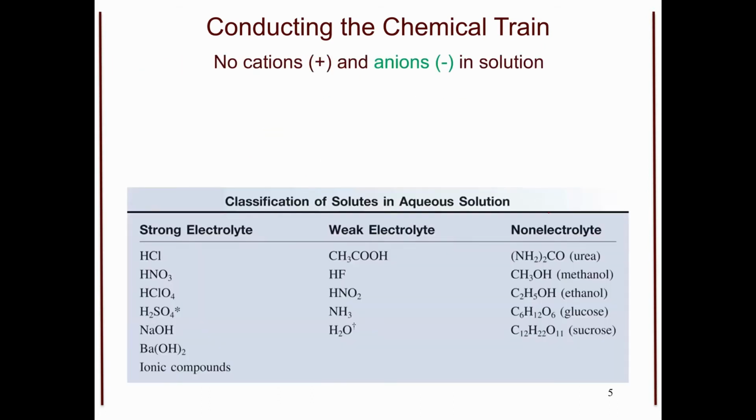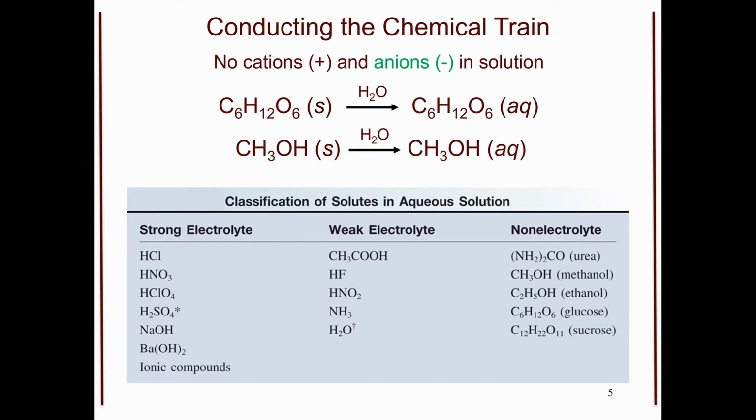So finally, what happens if we have no cations or anions in solution? Well, these are going to be your non-electrolytes. You see an example here when it comes to glucose. C6H12O6, when put in water, will dissolve, but it does not dissociate. It stays intact. Another example of this is methanol. Your low molecular weight alcohols are really miscible, meaning they dissolve in water, but they don't dissociate. It stays intact.